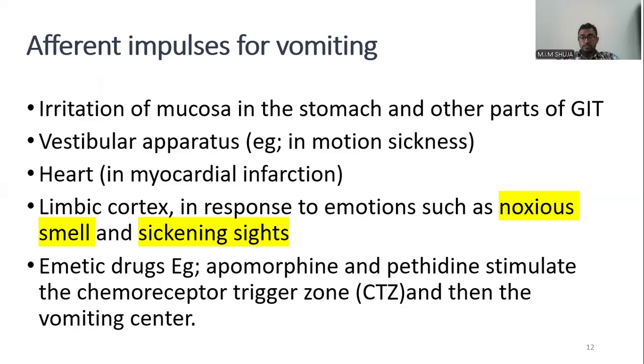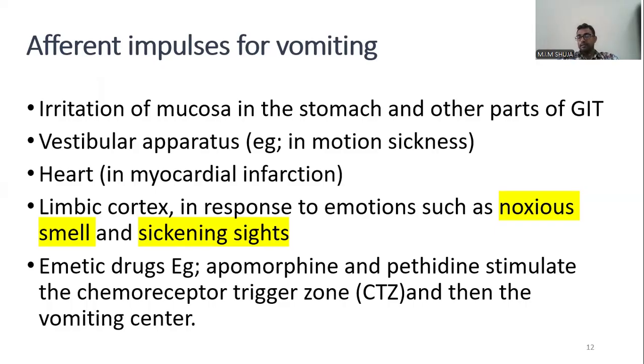The third source is the heart, especially during MI. Sometimes patients with inferior wall MI may present with nausea, vomiting, sweating, and epigastric discomfort, with no classical chest pain. Therefore, vomiting should not always be assumed to be gastrointestinal in origin, especially in older patients or patients with cardiovascular risk factors. So these are common things.